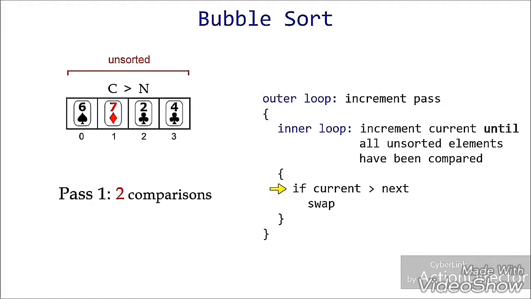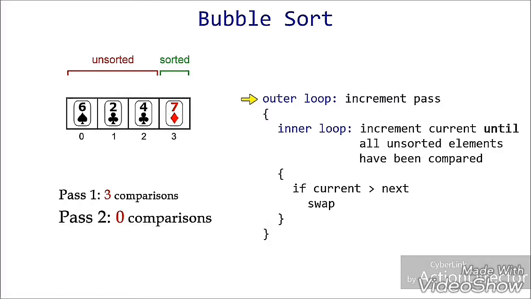This time current is greater than next, so we advance 7 up the list by swapping it with the 2 of clubs. Then increment current again. 7 is greater than 4, so they are swapped, positioning the 7 at the end of the unsorted section. It now becomes part of the sorted section and thus no longer needs to be compared against.